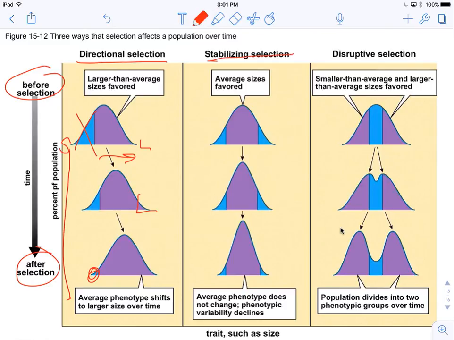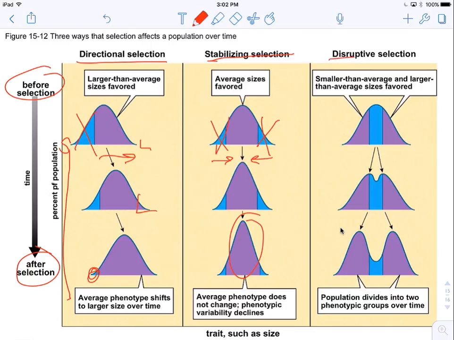Stabilizing selection selects against the extremes. So we don't want the large, we don't want the small. We'll just take the average in the middle. So it narrows the peak. It selects against both extremes, and you'll get an enrichment in the intermediate phenotypes.